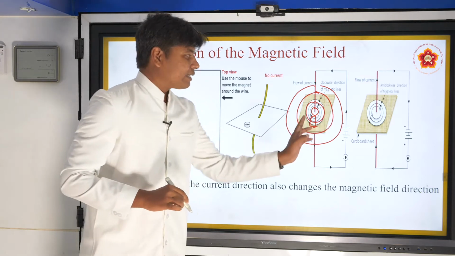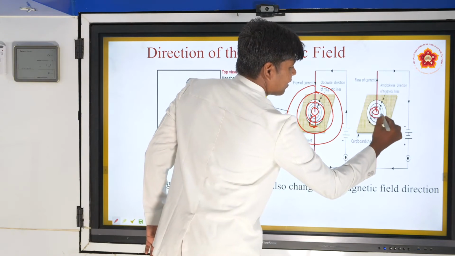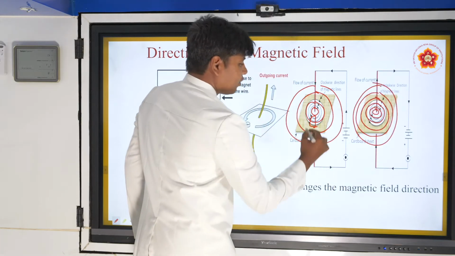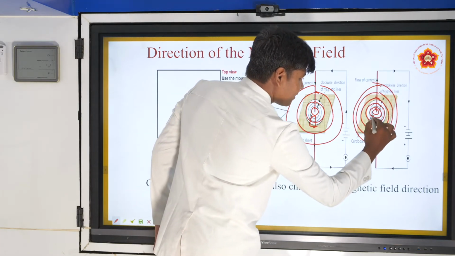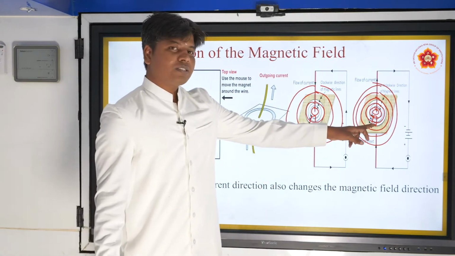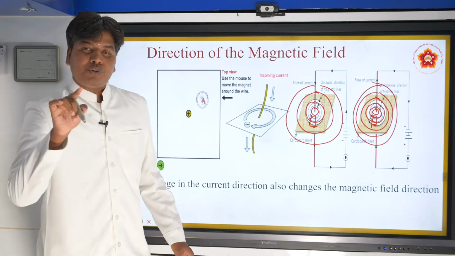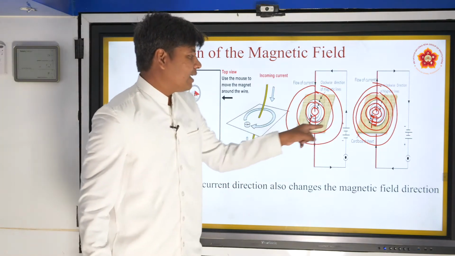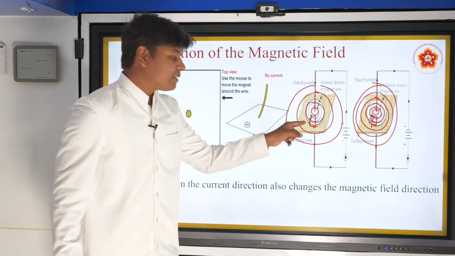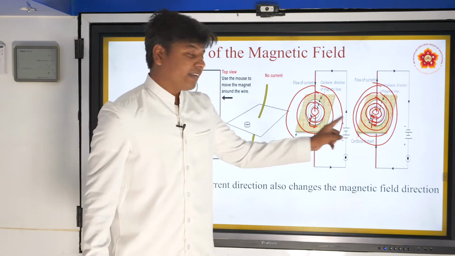Suppose here, similarly, I increase the current. Now the same area you take here. How many field lines are passing through this? This is one field line. This is one field line. That means the magnitude of the magnetic field is more here, less here. Right? The intensity is more here, intensity is less here. Because I increased the current here relative to this.